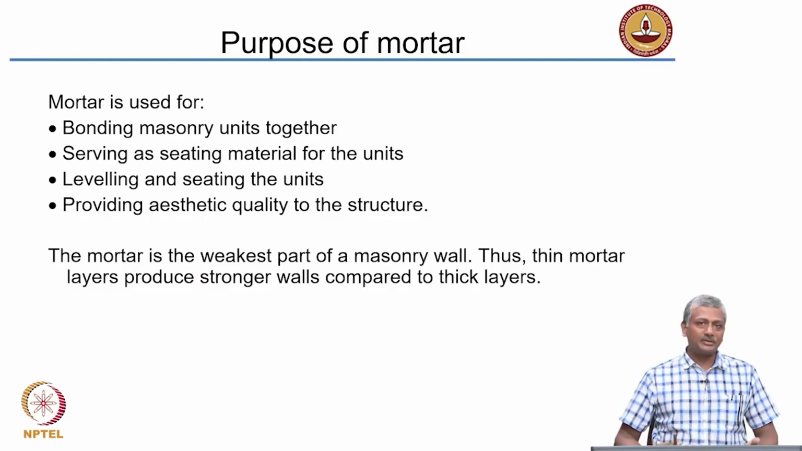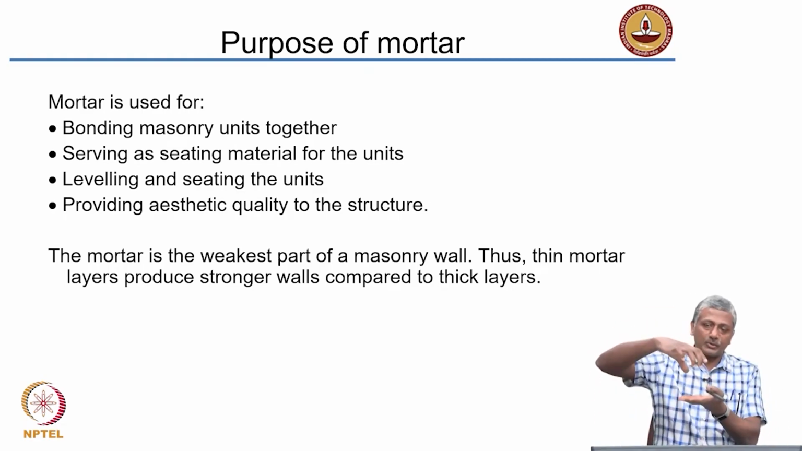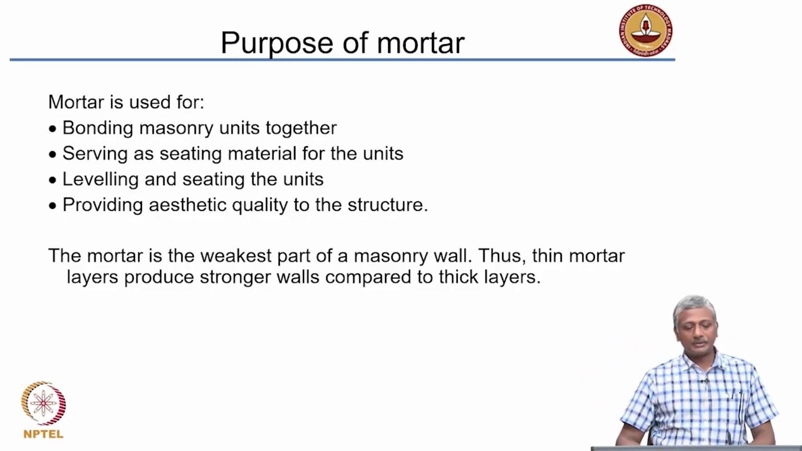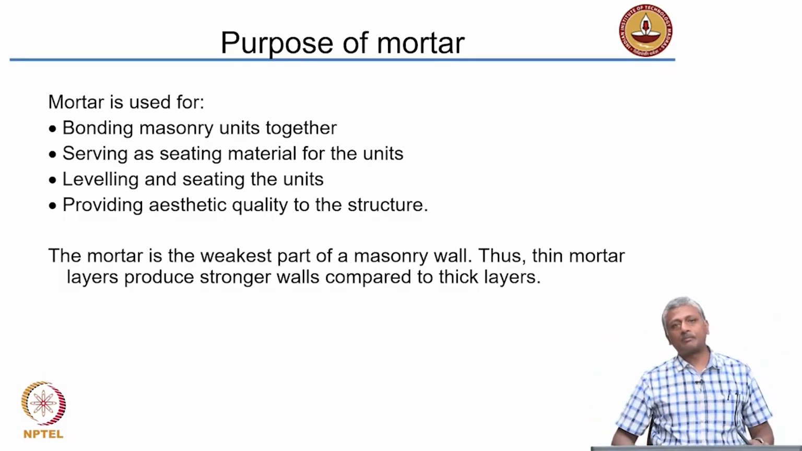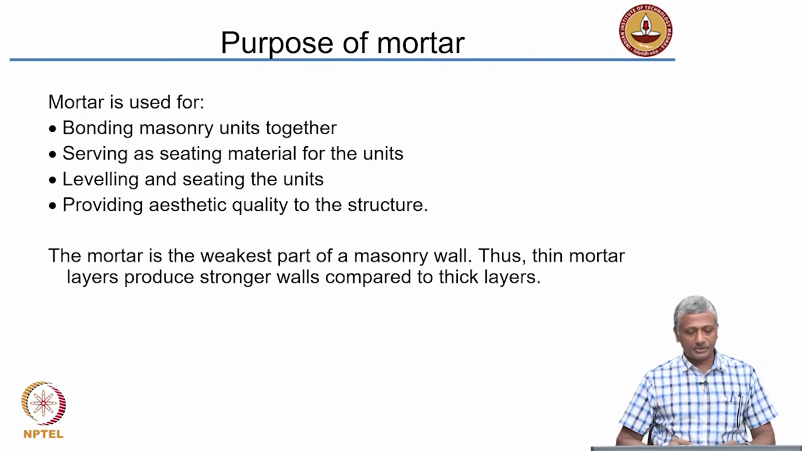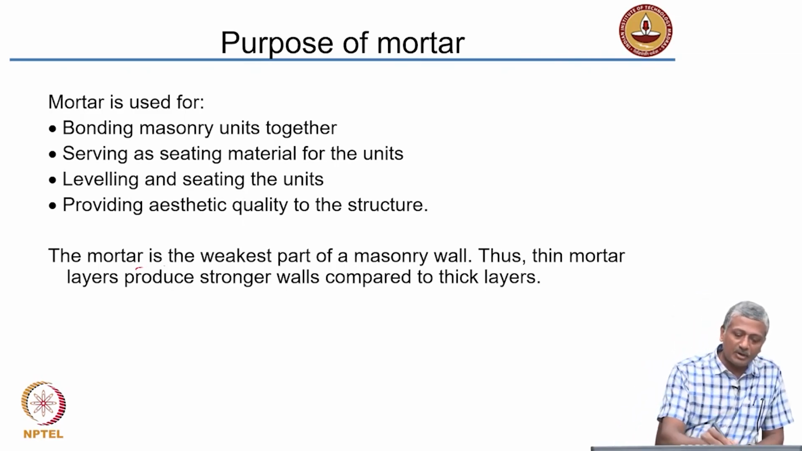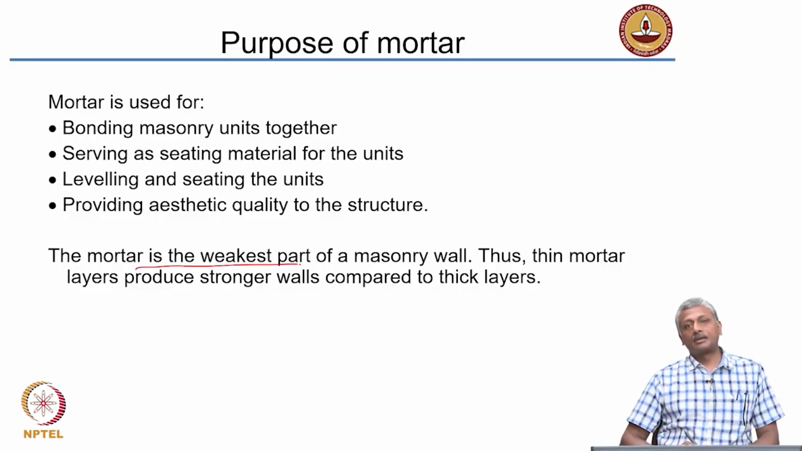Why is mortar needed? Of course, mortar is needed to bond the masonry units together because it keeps everything in place. It serves as a seating material for the units. Units sit on it and make a level surface for the cores. Okay? And the mortar is also nice to break the monotony of the masonry blocks and provide an aesthetic quality to the structure. Please remember, the mortar is designed to be the weakest part of the masonry wall.